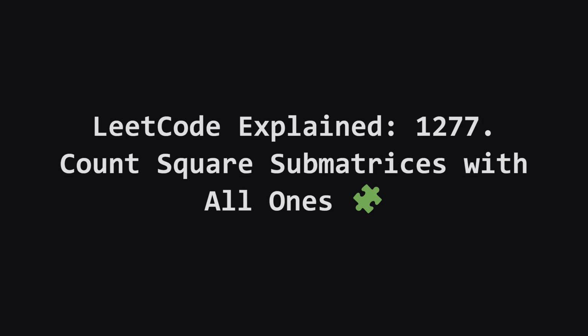Hey everyone, and welcome. Today we're tackling a really interesting grid problem. The goal seems simple. We're given a matrix, a grid of zeros and ones. We just need to find out how many square subgrids exist that are completely filled with ones. Let's break down what that really means.